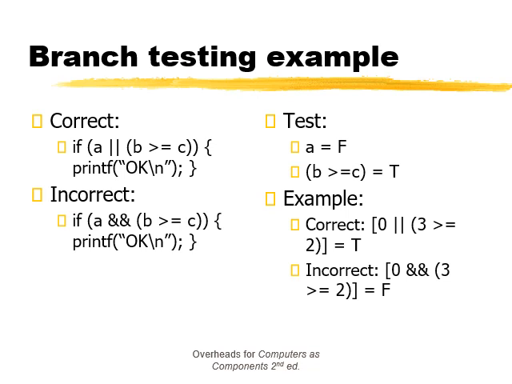If, for example, A is 0 and 3 is greater than or equal to 2, then this statement will be true. Whereas with 0 and 3 greater than or equal to 2, because both are not true, only the latter one, 3 greater than or equal to 2, is correct, so we're going to get false. So we're going to check each conditional for true and false.